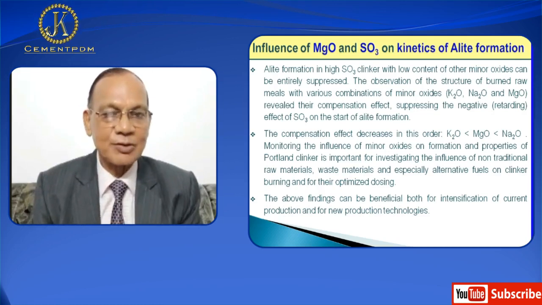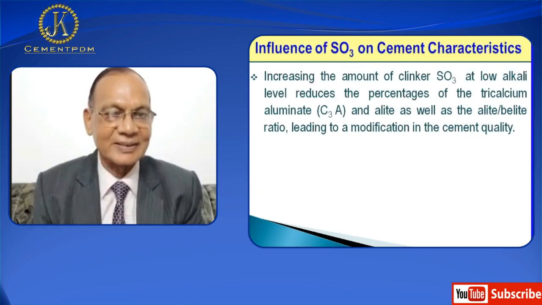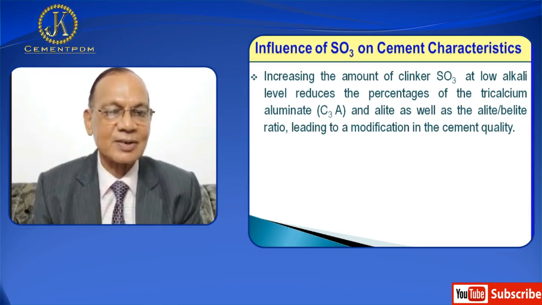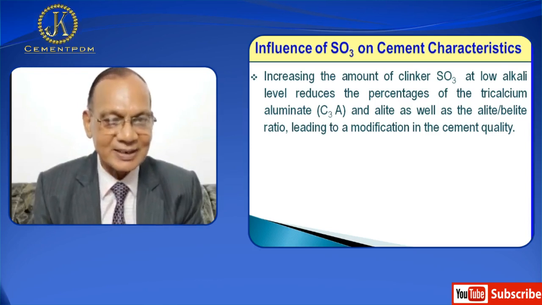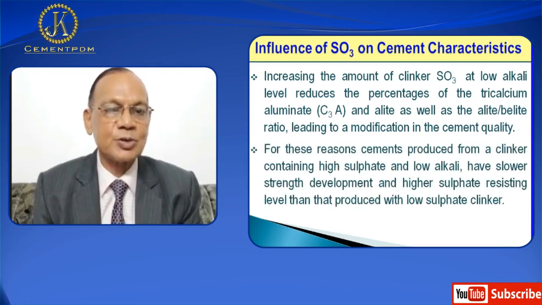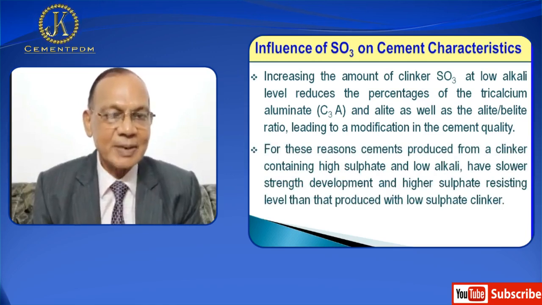Now I'll discuss influence of SO3 on cement characteristics. Increasing the amount of clinker SO3 at low alkali level reduces the percentages of the tricalcium aluminate, that is C3A, and alite, as well as alite to belite ratio, leading to a modification in the cement. For these reasons, cement produced from a clinker containing high sulfate and low alkali have slower strength development and higher sulfate resisting level than that produced with low sulfate.